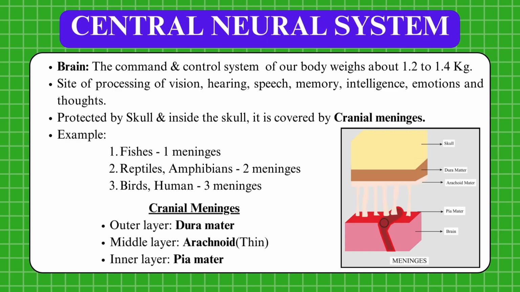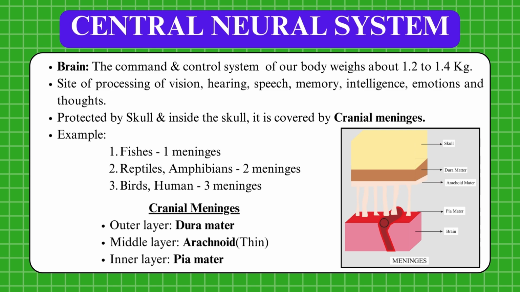Let's move on to the CNS, the Central Nervous System. The brain is the command and control system of our body, weighing about 1.2 to 1.4 kilograms. It is the site of processing of vision, hearing, speech, memory, intelligence, emotions and thoughts. It is protected by the skull, and inside the skull, it is covered by cranial meninges.